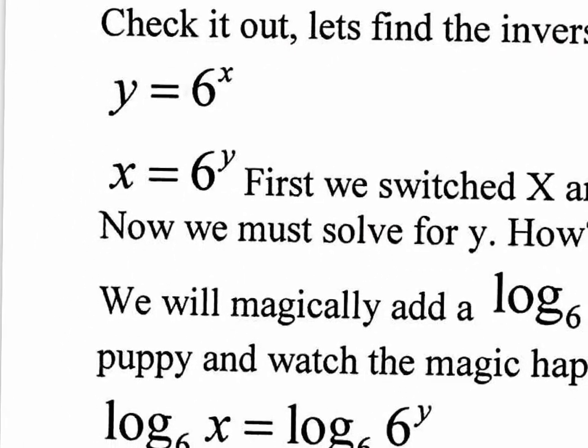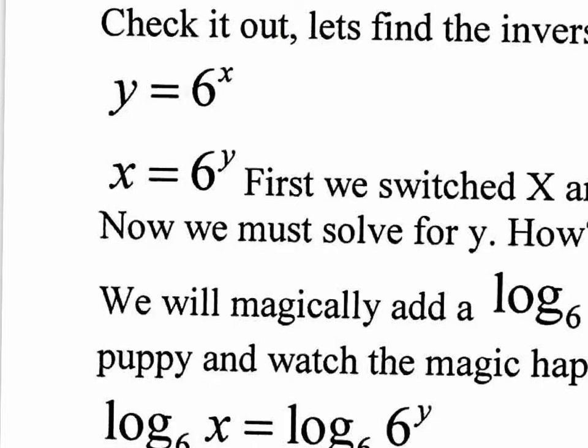Let's say we wanted to find the inverse of y equals 6 to the x power. So you're going to switch x and y. It'll say x equals 6 to the y power instead of y equals 6 to the x power. After you switch them, you need to solve for y, but the problem is y is an exponent. So we need to make that y come down to be a regular y. I don't want it to be an exponent.